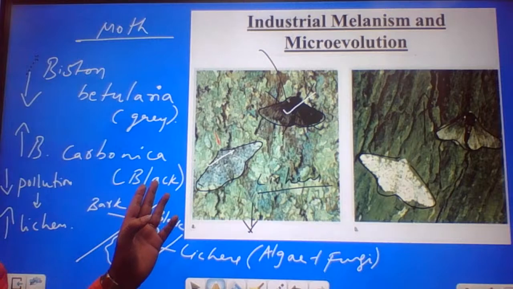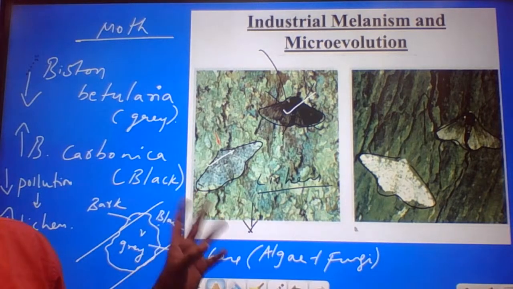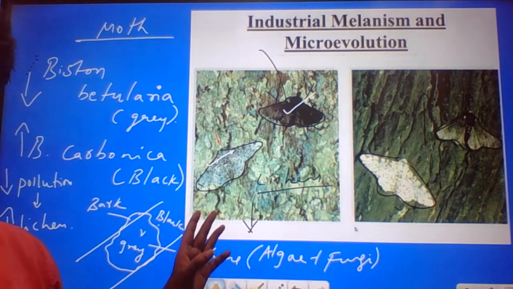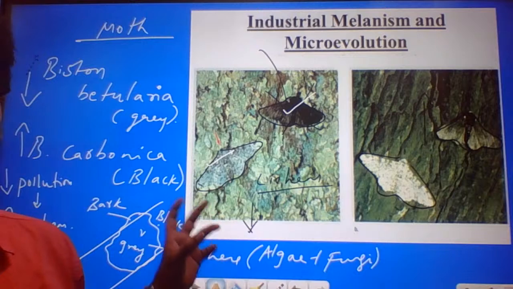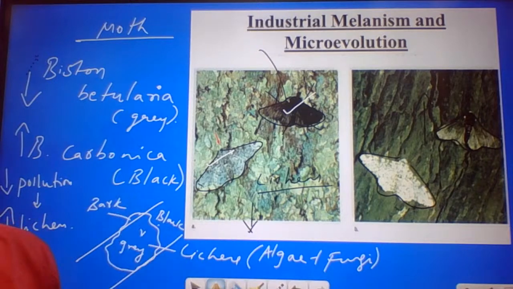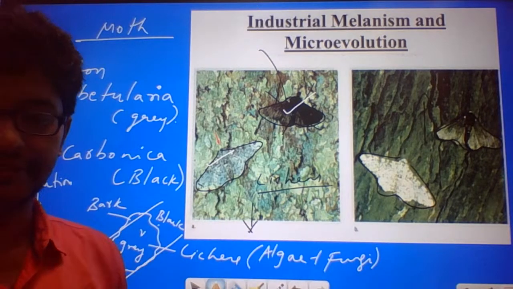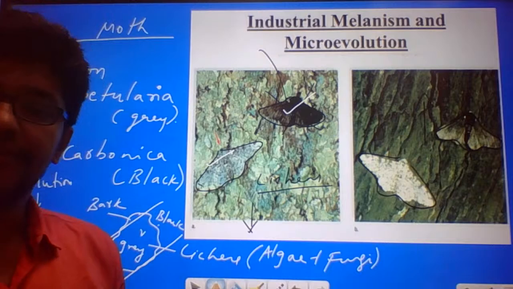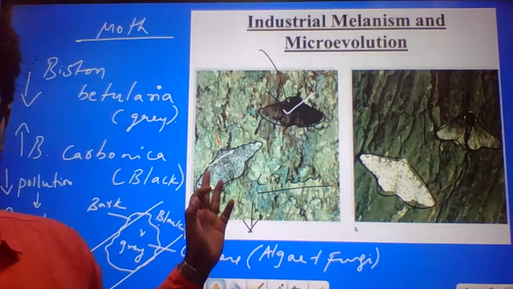This was first identified in Birmingham, England, and this concept is called industrial melanism. This is due to the accumulation of the lichens. As long as lichens were there, we could see the prospering of the gray moth.